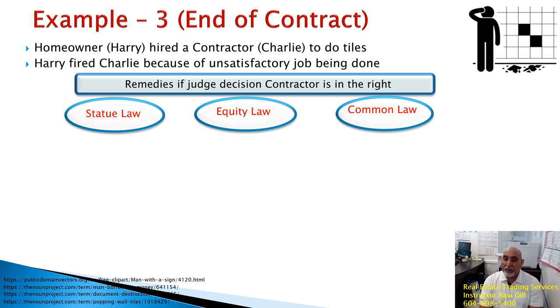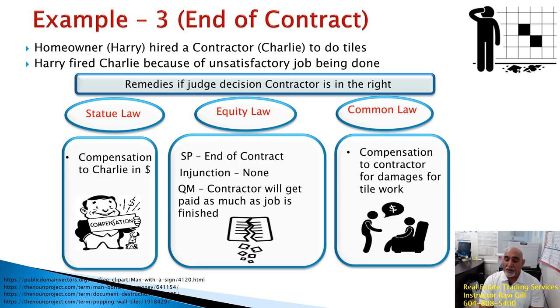If the judge feels that the contractor has done everything, he's not doing a bad job, it's just Harry being too finicky and too picky, then according to statute law, there would be money compensation to Charlie in dollars for all his losses and all his time. If it was equity law, basically the person wants to end the contract, so he would end the contract. Injunction, possibly none.